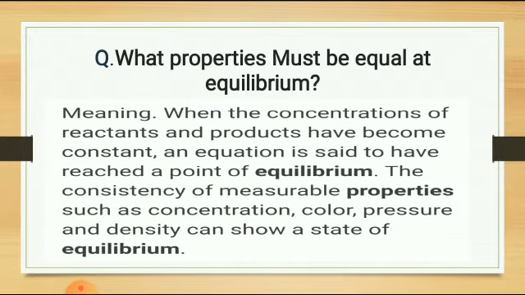Okay, what properties must be equal at equilibrium? What is the meaning? When the concentration of reactants and products have become constant, a reaction is said to have reached a point of equilibrium. The consistency of measurable properties such as concentration, color, pressure, and density can show a state of equilibrium.